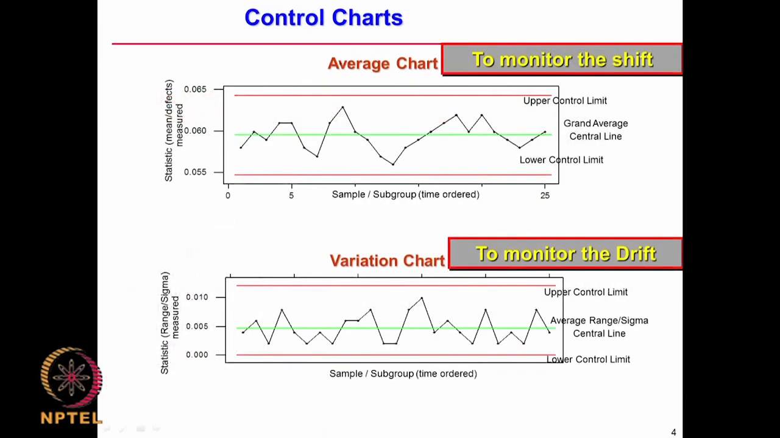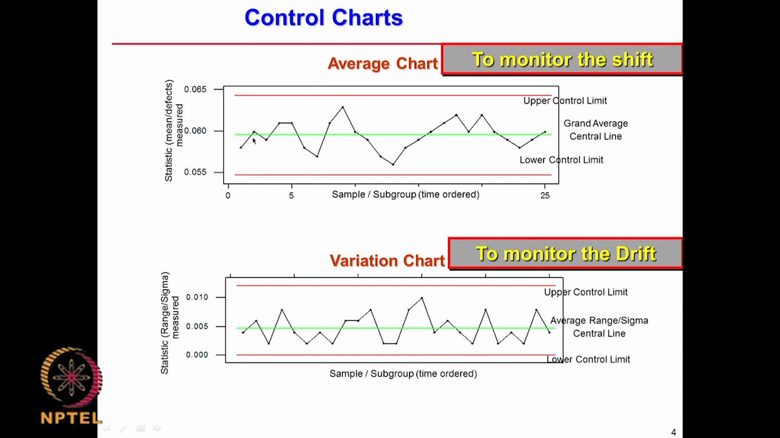So, this is a typical control chart. I am measuring some data here. It is an average chart, right? As a function of time, this could be today, this could be tomorrow, the day after tomorrow, or it could be today, then 12 hours from now, 24 hours from now, then 36 hours, 48 hours. So, the x axis will be like that.